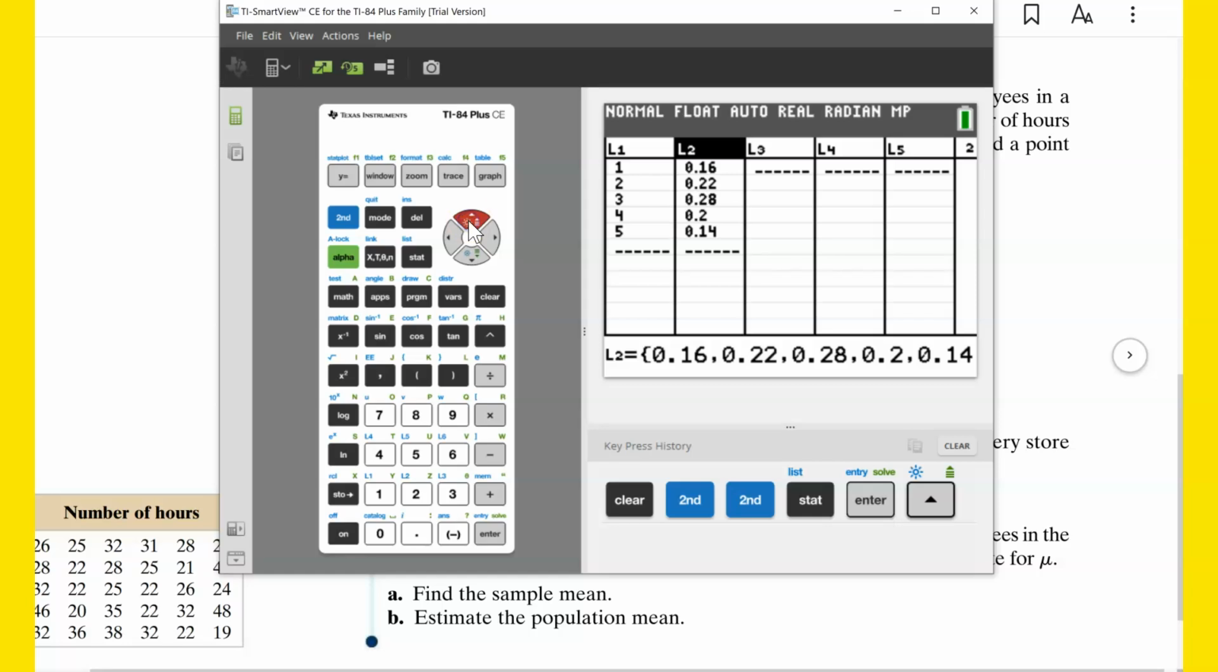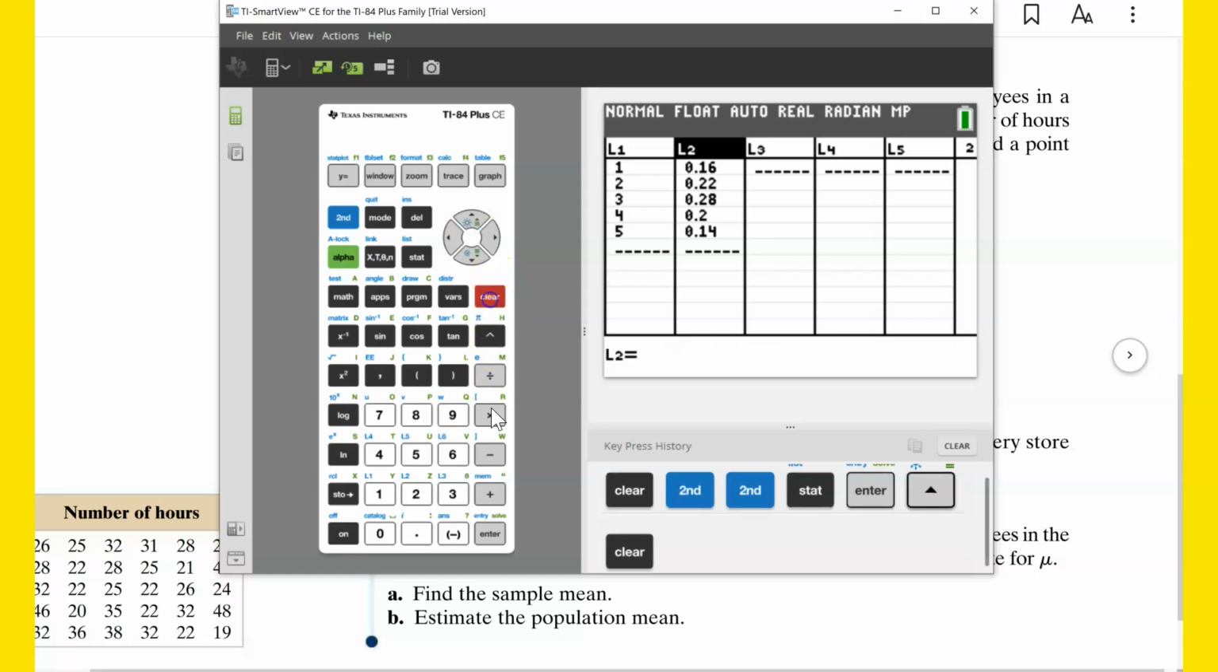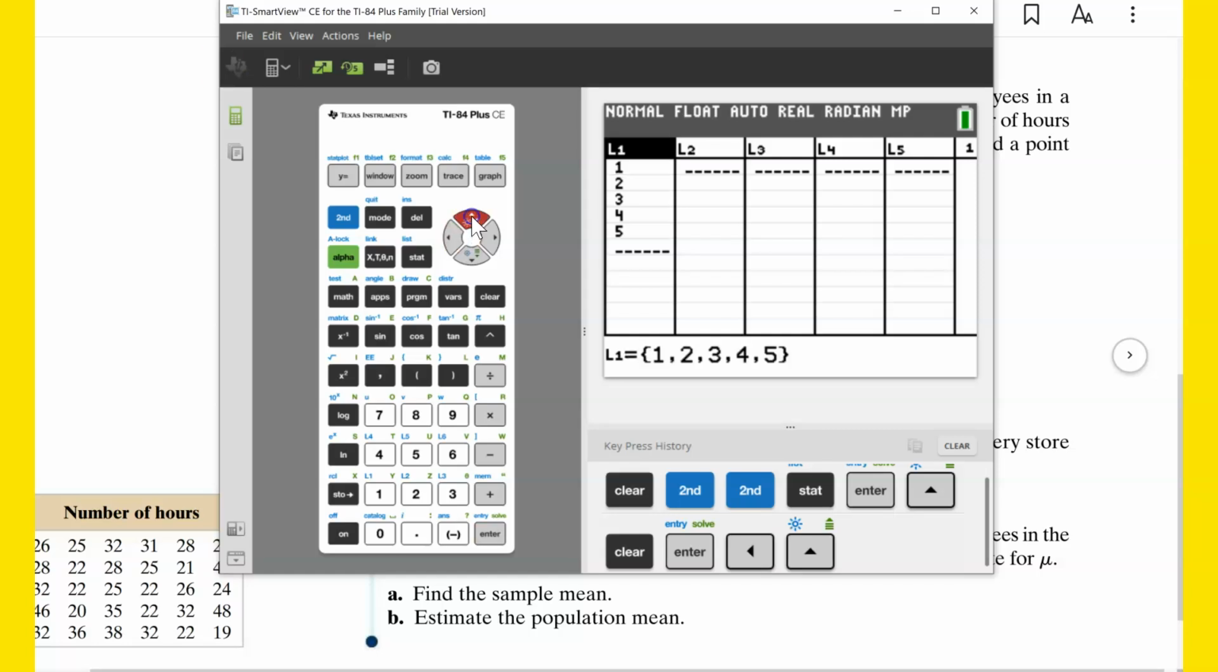So if you want to clear out what we got, go up to L2, hit clear, hit enter, and that'll clear out that whole list. So I'm going to go up to L1, hit clear, and then hit enter, and that'll clear out the L1. And then I would just type all those numbers into L1.